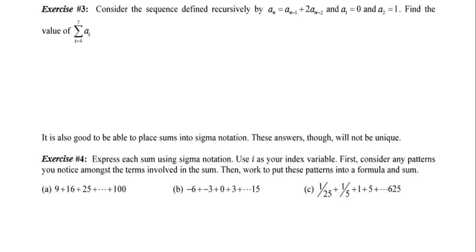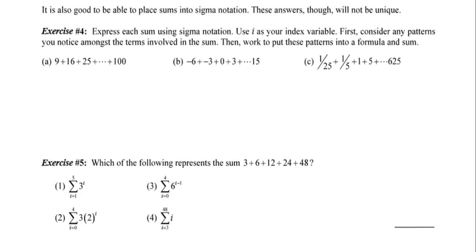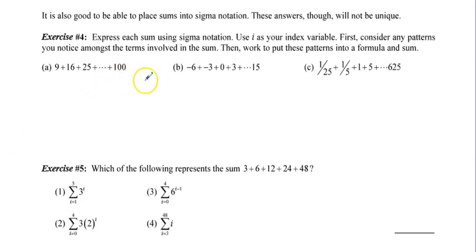Okay, I'm going to skip number 3 for now, and I'm going to have you dive in and look at number 4. This is where we're going to write our own summation notation. Okay, so we're going to express it using sigma notation. Our answer is going to have one of these. You can use i as your index variable. And first just look for the pattern, and then try to figure it out, and then check your work to make sure it works.